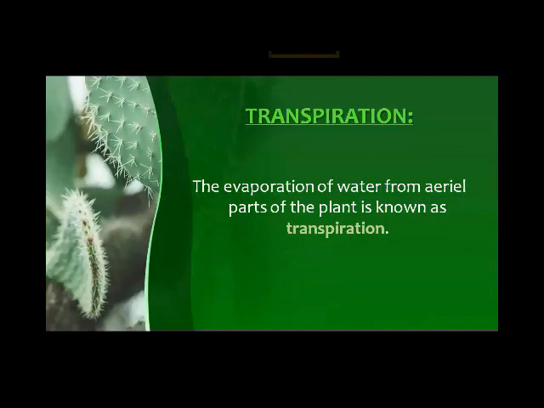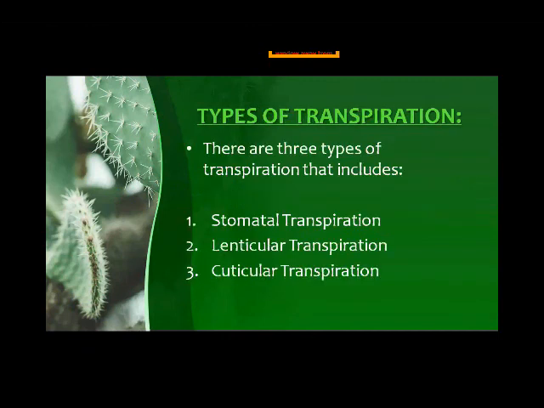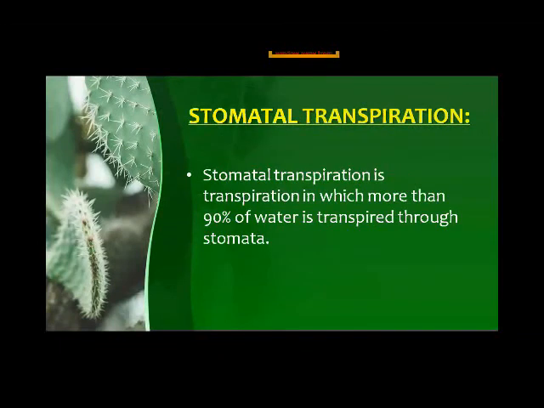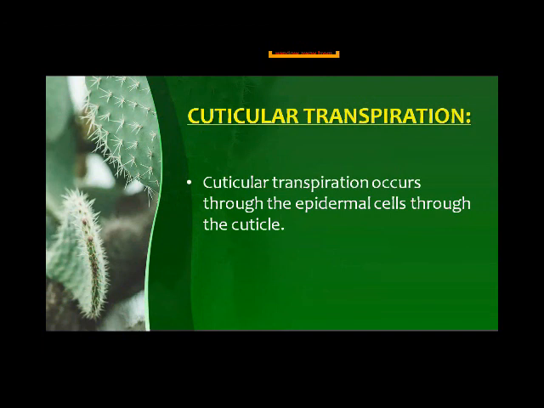Today we learned the definition of transpiration. Again I'm repeating, the evaporation of excess water from the aerial parts of the plant is known as transpiration. Today we learned about the three types of transpiration: stomatal transpiration, lenticular transpiration, and cuticular transpiration. And we learned where the stomata are present and what the structure and function of stomata are in the process of transpiration. We learned what lenticels are, and what the cuticle is. Today we learned all three definitions of the types of transpiration.